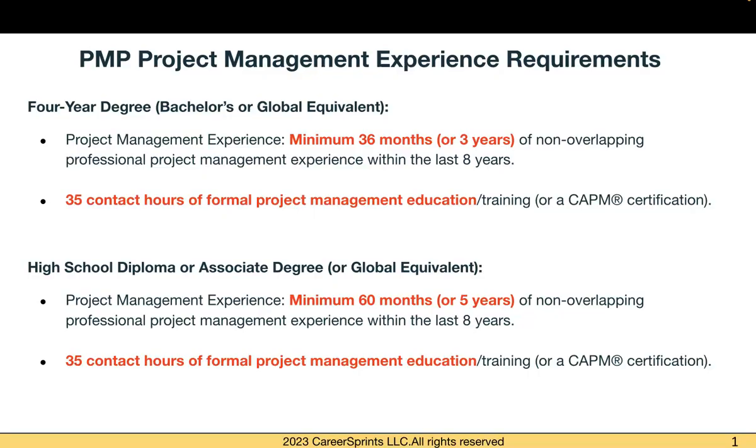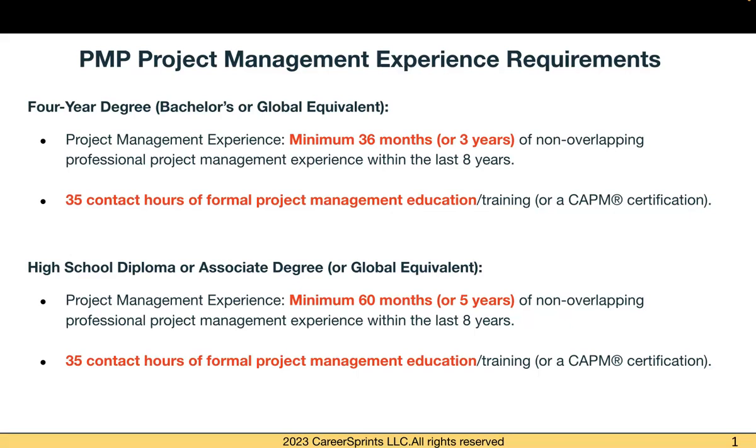So before we dive into looking at the PMP experience examples, we are going to look at what the eligibility criteria for the exam is. So basically, to apply for the PMP, you need to show 36 months of unique, non-overlapping project management experience. That is, if you have a 4-year degree, right? And as you can see, you also need to show 35 contact hours. Basically, what that means is that you need to get a course which provides you with formal project management education.